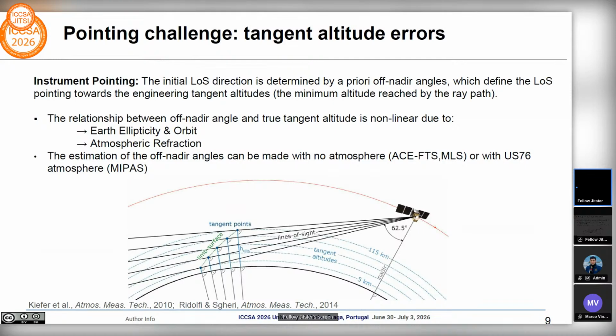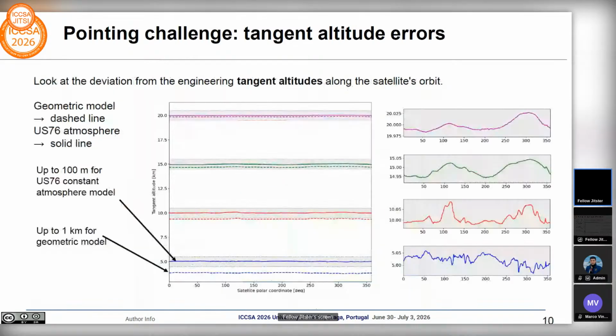This is because, as we will see in another slide, an effect on the trajectory also propagates to the computation of the radiance spectra for the instrument. So in this slide, we look more in detail at this displacement.